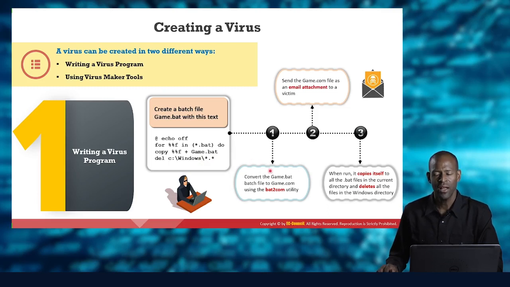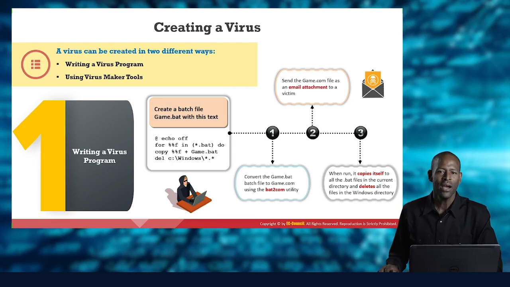So what are we going to do first? First, we're going to take that little piece of code. We're going to convert it to a game.com, right? With this thing called bat2com, which you can download and use anytime you want. And then we send game.com as a file attachment. Man, hey, check this new game out. And then the person hits the link, or actually it's going to be an attachment in this case. It copies itself to the batch files in the current directory and deletes all the files in the Windows directory. So there you go. You have a virus now. Go ahead and propagate it onto the internet. I'm just kidding.